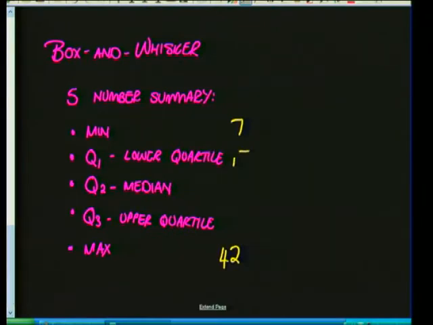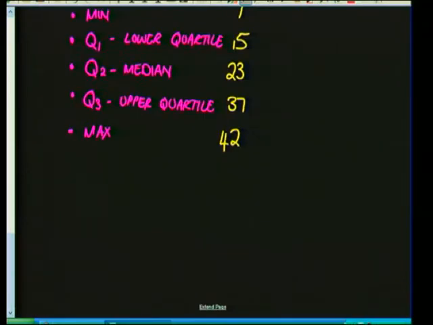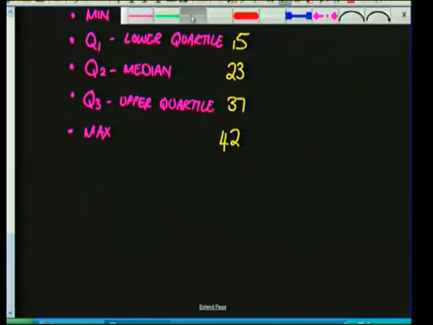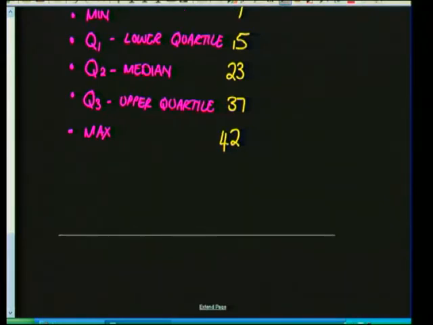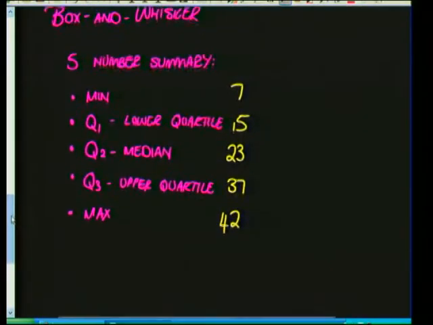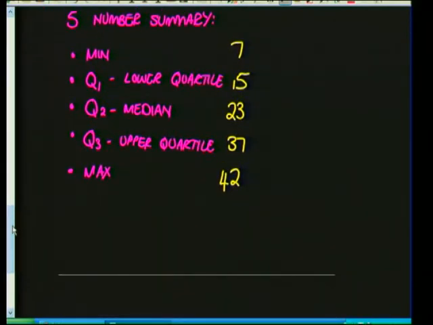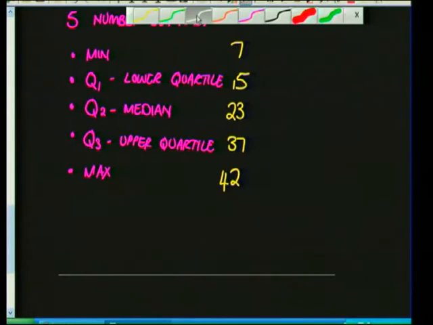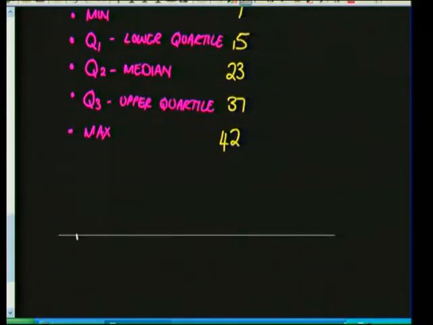So 15, 23, and 37. So this is how we are going to represent this on a box and whisker diagram. The first thing you do, please, is you draw yourself a number line, okay? And on that number line, we fill in our values, okay? So starting with, let's get our pen. Starting with, let's go up in 5. So I've got 5, 10, 15, 20, 25, 30, 35, 40, and 45.